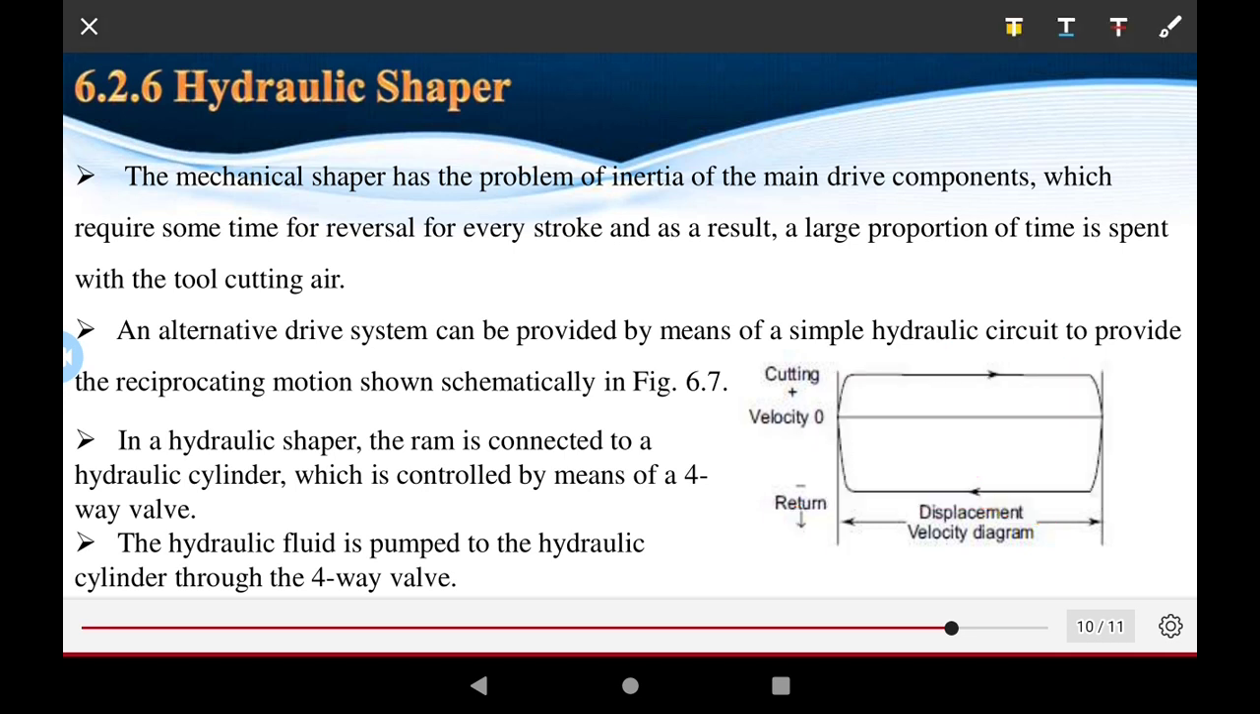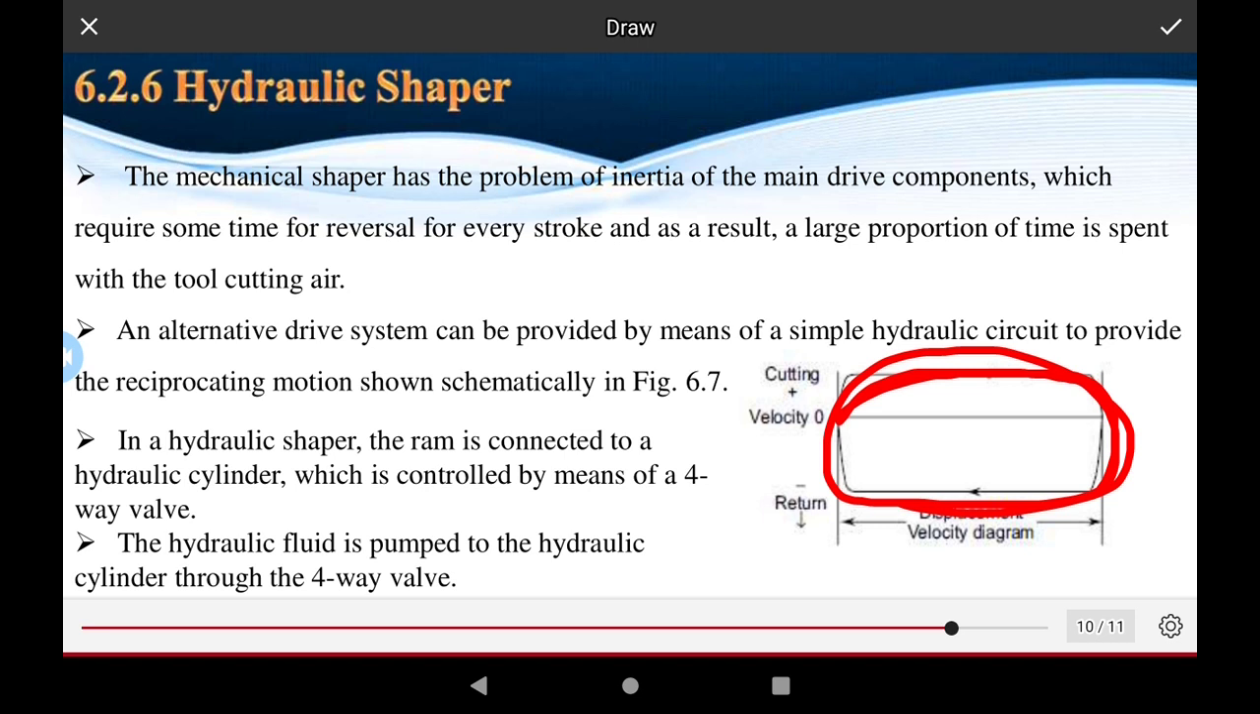An alternative drive system can be provided by means of a simple hydraulic circuit. This simple hydraulic circuit provides the linear reciprocating motion. This is the forward motion, and this is the backward motion. This is the forward stroke, and this is the return stroke. This is used in the hydraulic shaper.